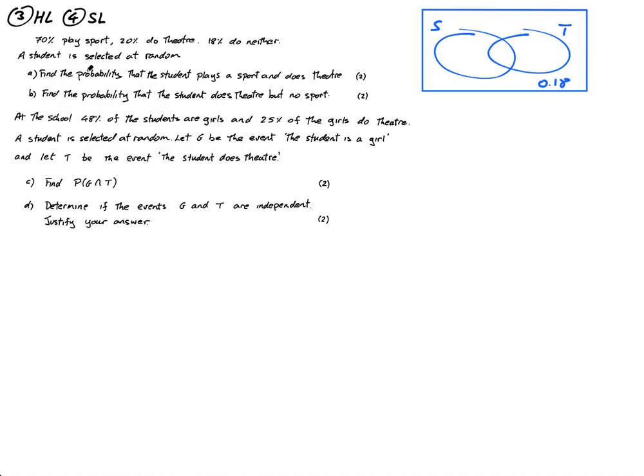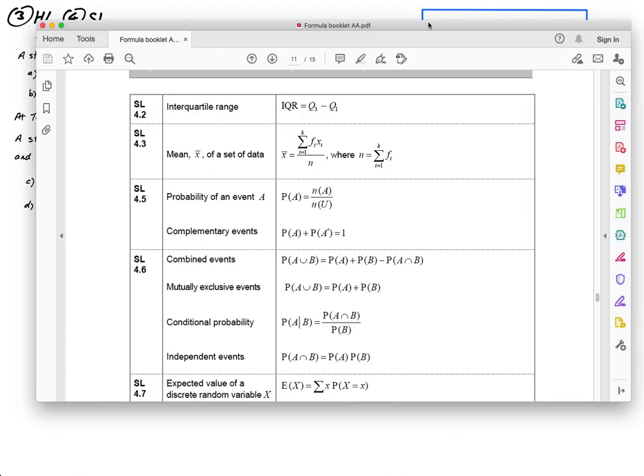Now, find the probability that the student plays a sport and does theatre. So they're asking us to find this as part of the first question, but to fill out my Venn diagram, I know I need to find that anyway. Now, how do I find that? Well, I want to look at combined events.